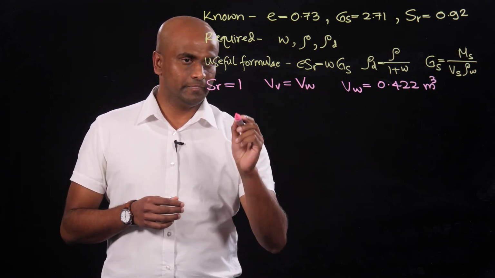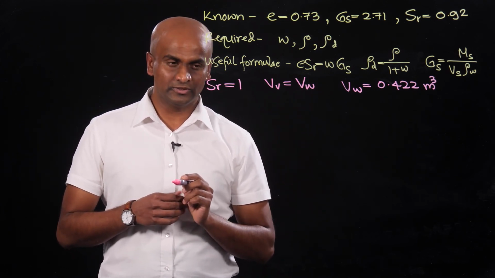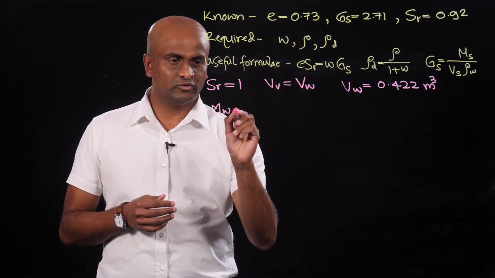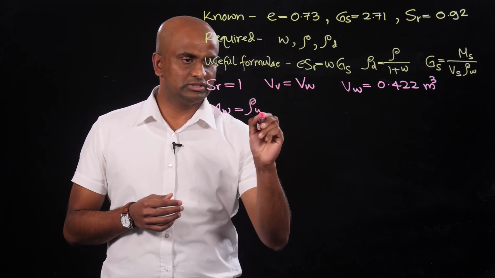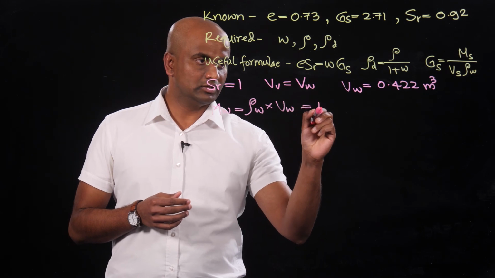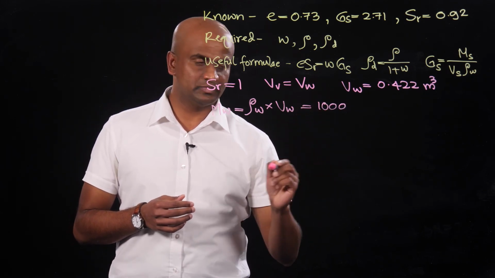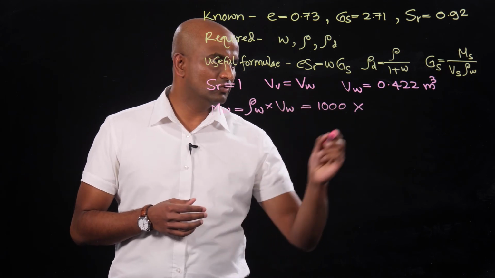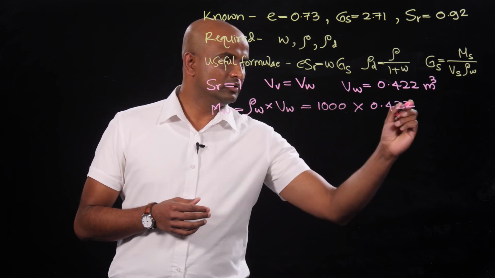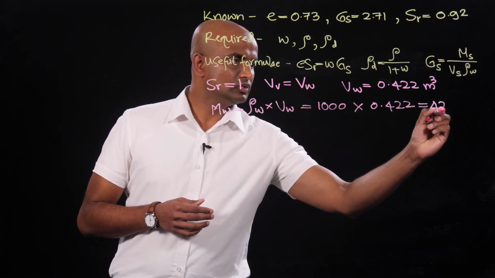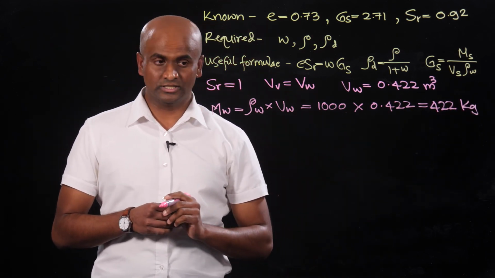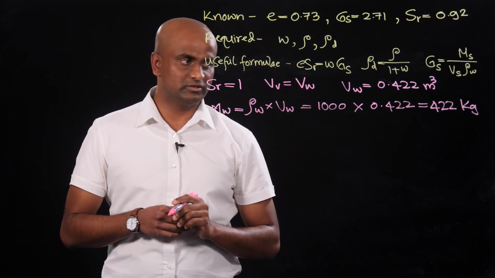Now since we know the volume of water when the soil is fully saturated, we can also calculate the mass of water, which will be the density of water times the volume of water. So the density of water is 1000 kilograms per cubic meter times the volume of water we have here, 0.422. That will give you 422 kilograms of water if the soil is fully saturated with water in 1 cubic meter of soil.